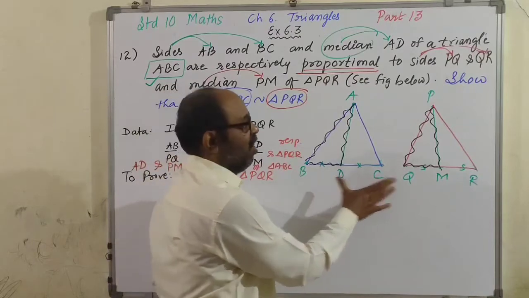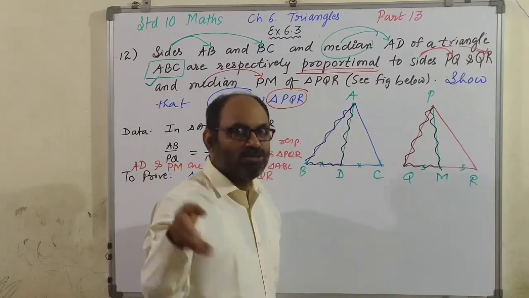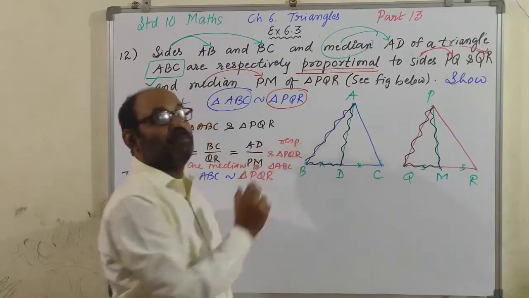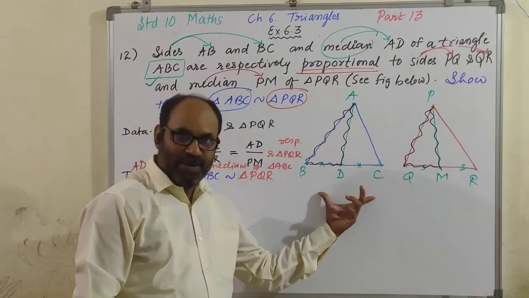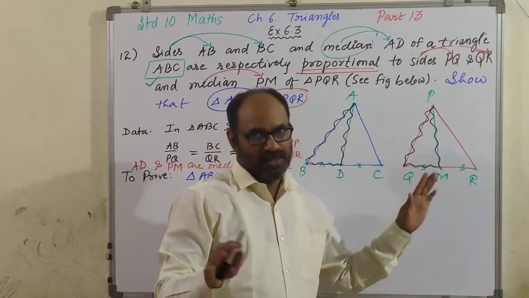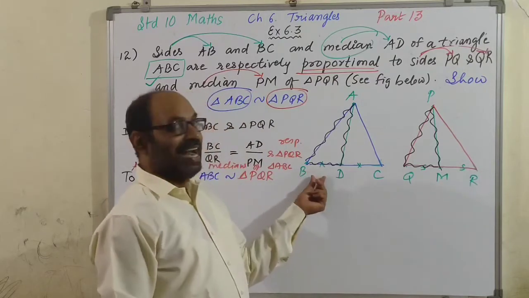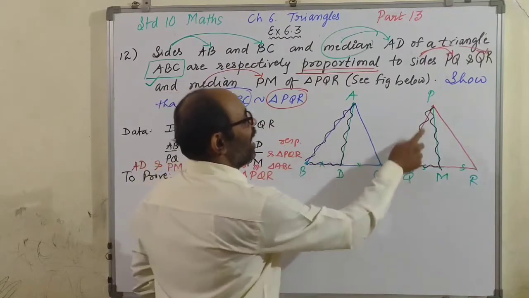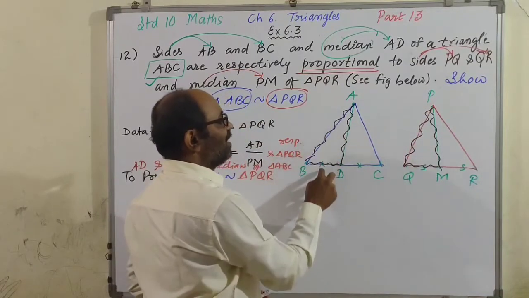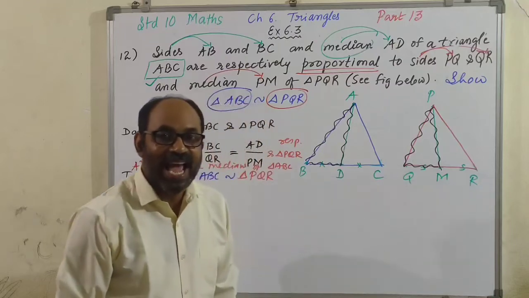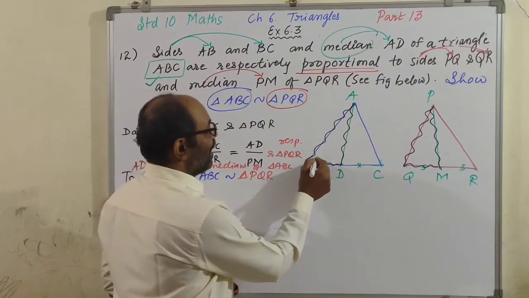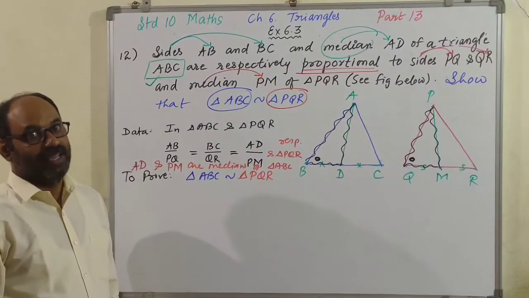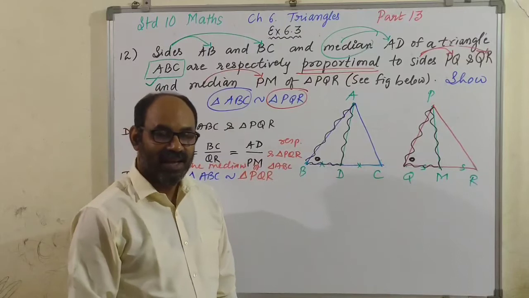If you don't like BC and QR, then transform them. Because D is midpoint of BC, so BC is 2 times BD. Can you say that? BD is half of BC. QM is half of QR. Can you say that or not? Wherever BC is, you can write 2 times BD. Wherever QR is, you can write 2 times QM. So this triangle and this triangle, marked with the serpentine line, by SSS, they are similar. By SSS, they are similar, and then you will get corresponding angle B equal to corresponding angle Q by SSS, right?